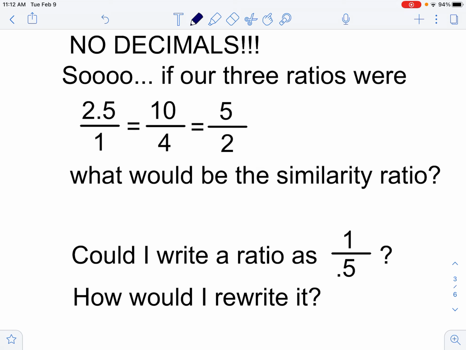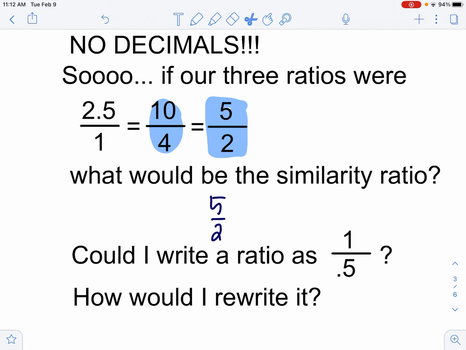If our 3 ratios were 2.5 over 1, 10 over 4, and 5 over 2, what would the similarity ratio be? You might be saying they all simplify to 2.5, but we don't want to write it as a decimal. We want to write it as a fraction. So what we can look for is our most simplified fraction. 10 over 4 is still simplifiable because they're both even. 2 goes into both. 2 goes into 10 5 times, and 2 goes into 4 twice. So that is 5 over 2, which is this right here. So we would be writing this as 5 over 2. That's what the similarity ratio is.